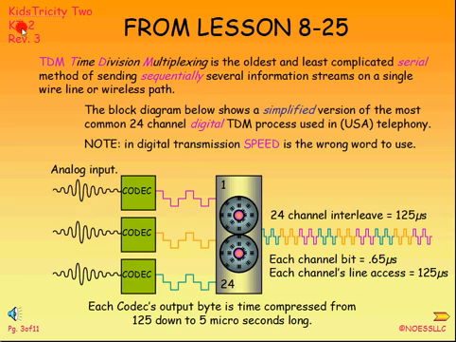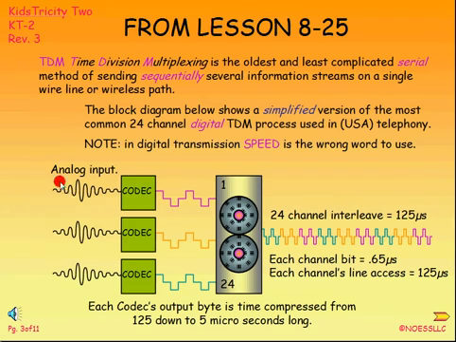This is from Kidtricity 2, KT2 lesson number 8, page 25. Time division mux, oldest and least complicated serial or sequential way of putting multiple input streams onto a single output path. That's what a mux does. Puts many things onto one thing. In this example I'm showing you here, this is a telephone system. One of the oldest ones there is in digital time division multiplexing. It's known as T-type carrier here in the United States.